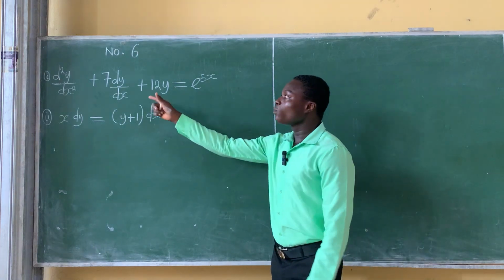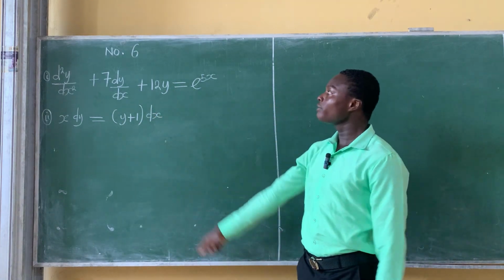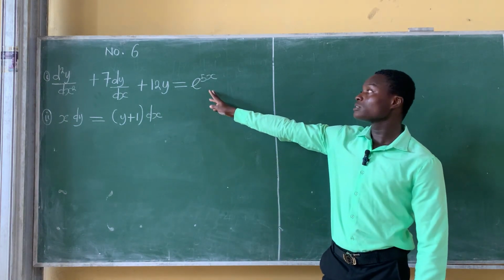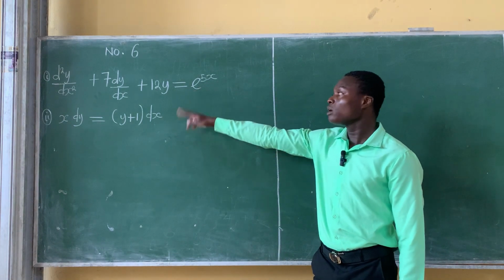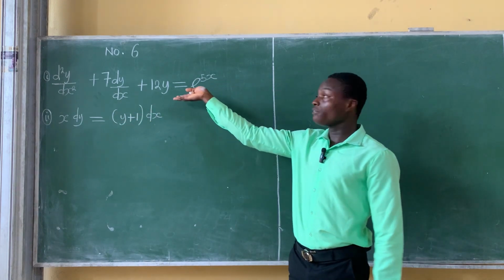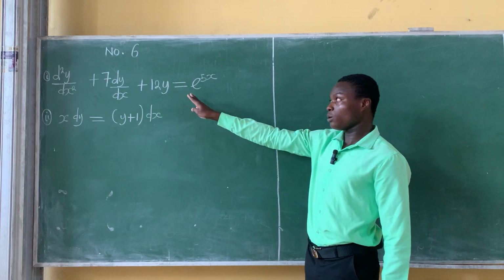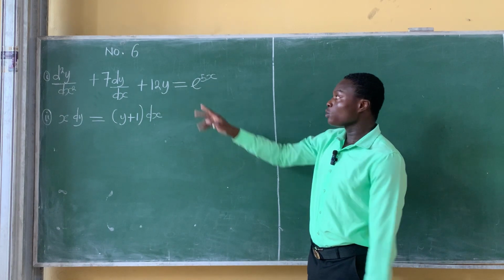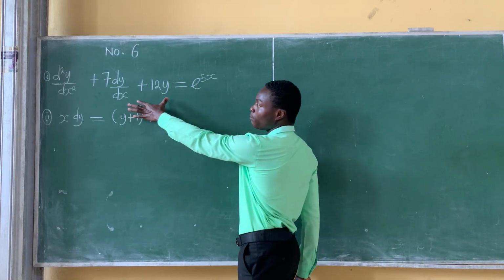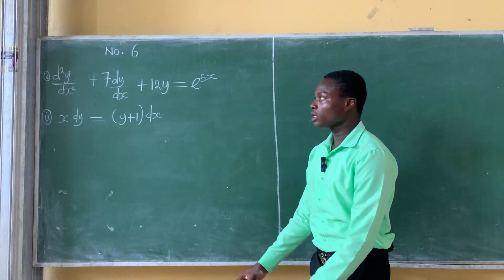Now, the first one we have is a linear non-homogeneous ordinary differential equation. It is non-homogeneous because on the right-hand side we have a function of x. If we equate the left-hand side to 0, then the differential equation becomes homogeneous. But since the right-hand side is a function of x, e^(5x), this differential equation is a linear non-homogeneous ordinary differential equation.